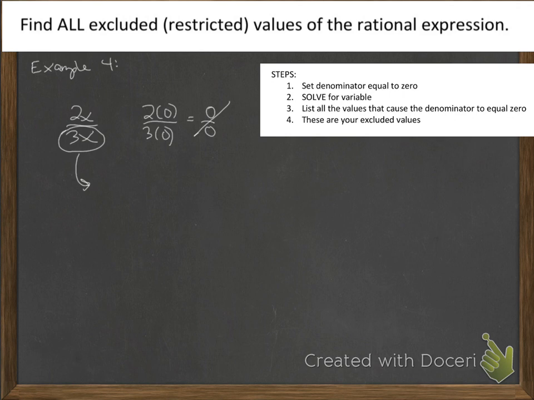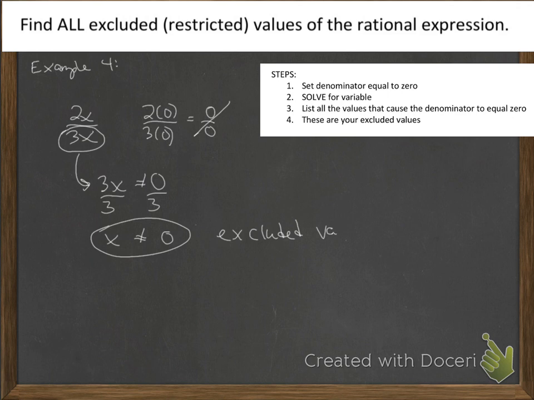Okay, so we do the same thing as in the last problem. We have 3x cannot be equal to 0. No, can't let that happen. 0 divided by 3, of course, is 0. So this is my excluded value, or you might hear restricted value. Sometimes I use that term. So we set our denominator equal to 0, we solve for our variable, and we list our values, and that was it. All right, let's do a few more examples.